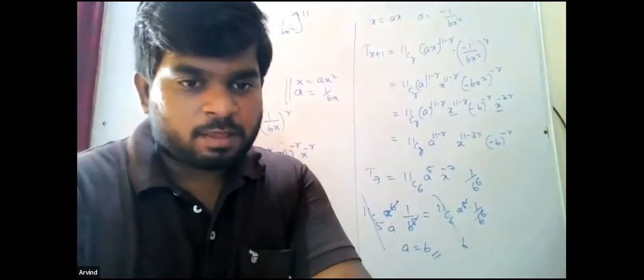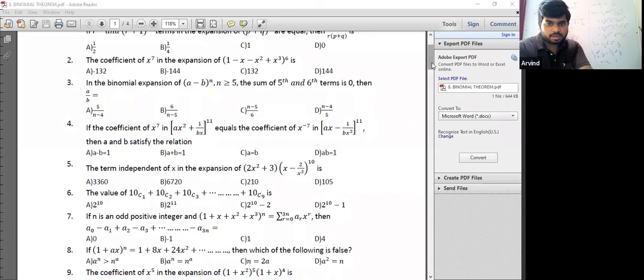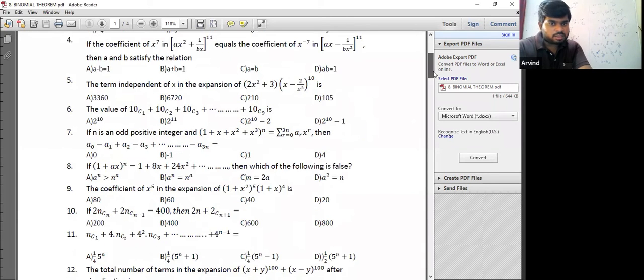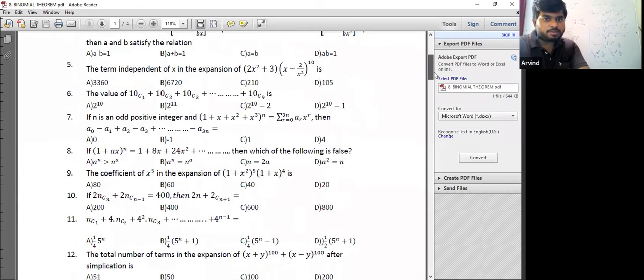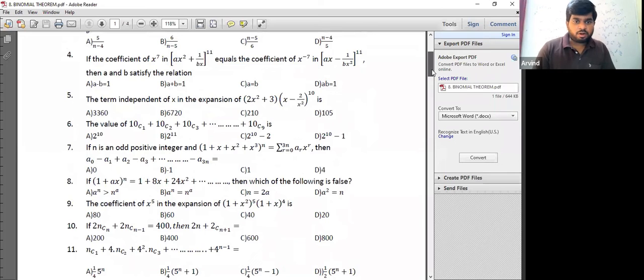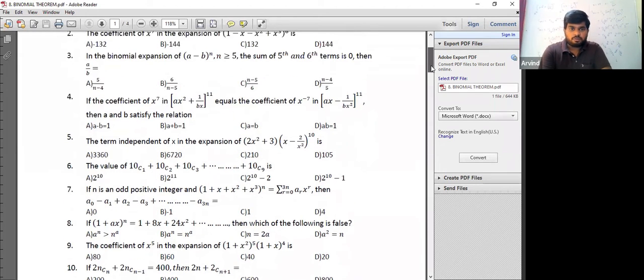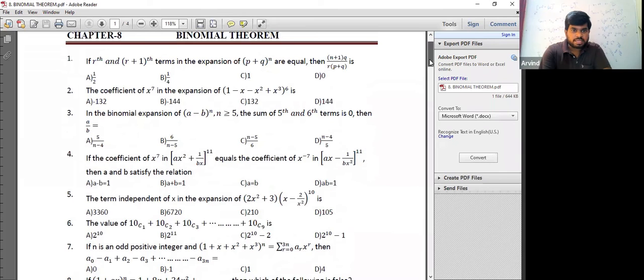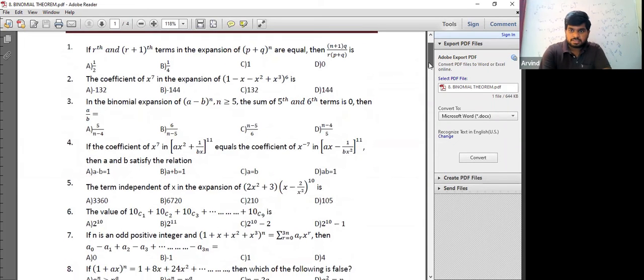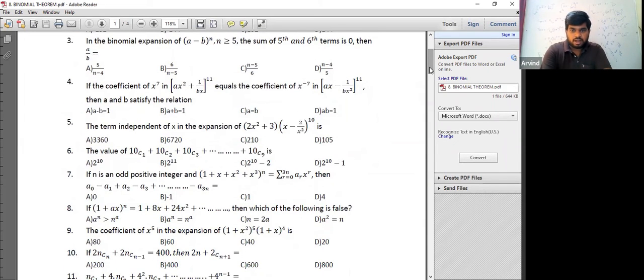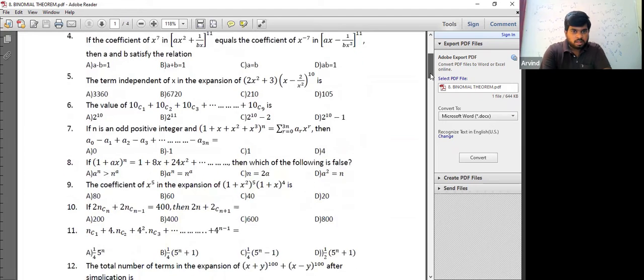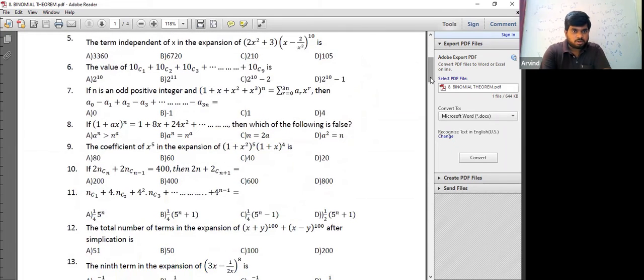Okay. So there are many problems like this. So option C is correct. A is equal to B. You can check it out. Similarly, for the term independent of x in the expansion, you have to do it in the same manner. Try it out. Okay, let's go to the other simple problems.